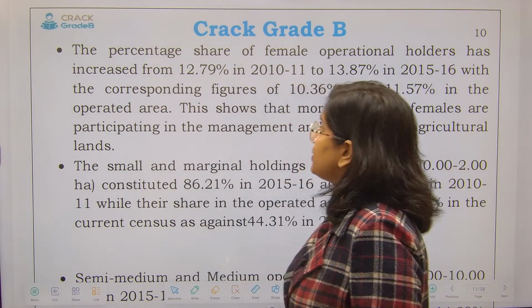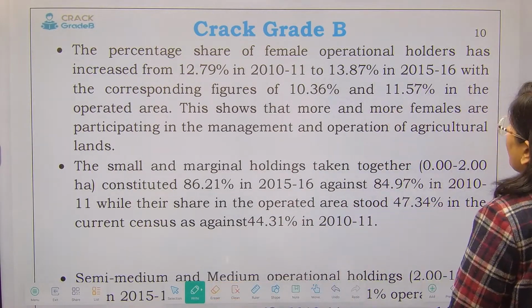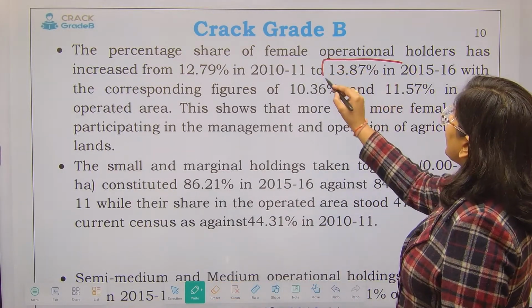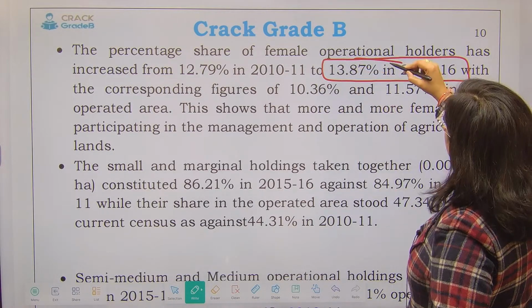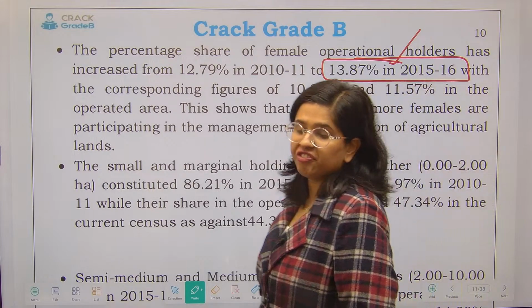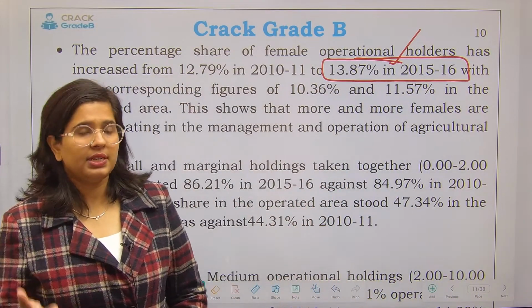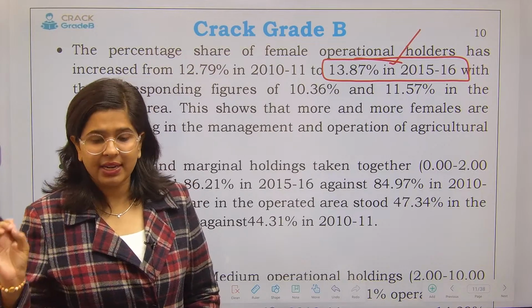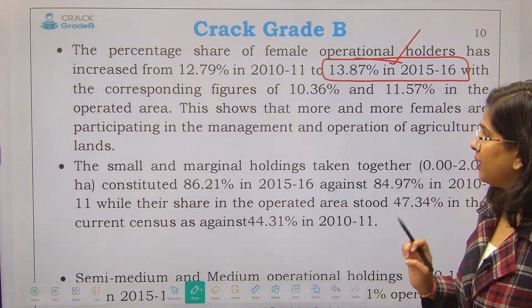It has increased, right? It was from 12.79%. Now it is 13.87% in 2015-16, right? So this figure needs to be remembered. So in the agriculture, what are the female operational holders? It is approximately 14%. 13.87 is the exact figure. Only this particular data needs to be remembered.